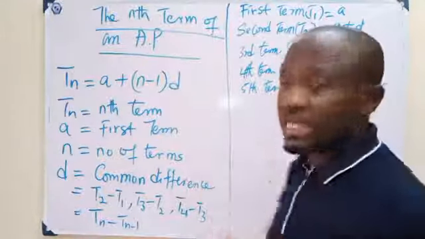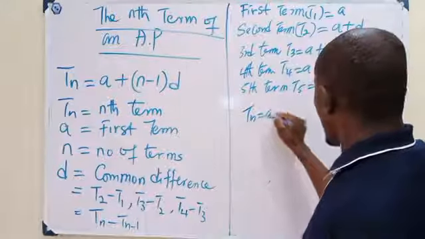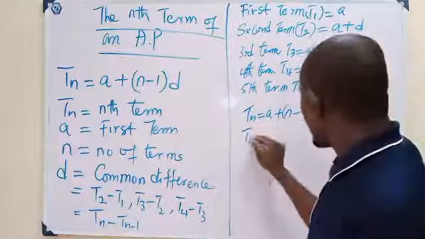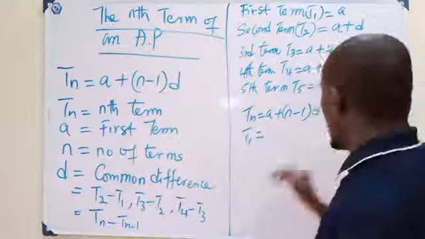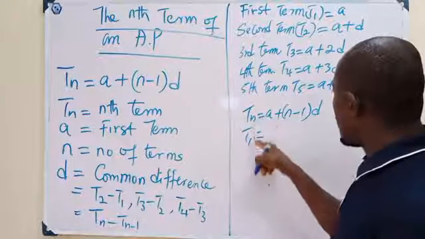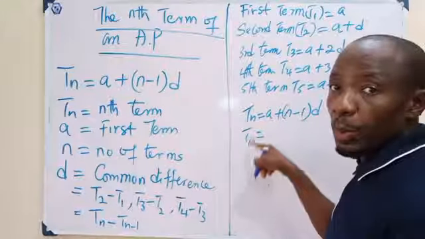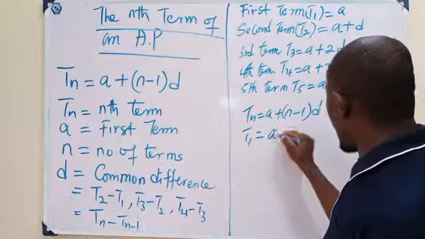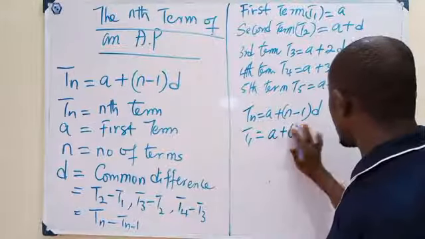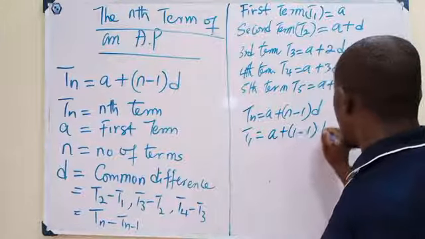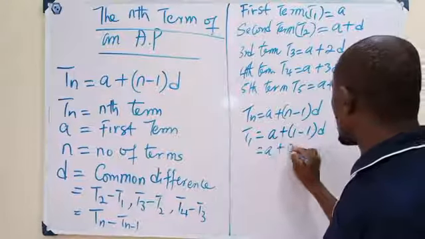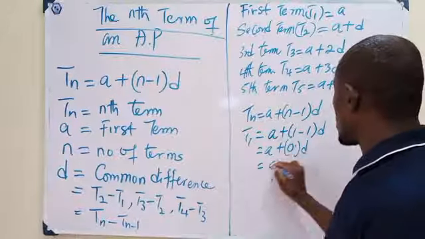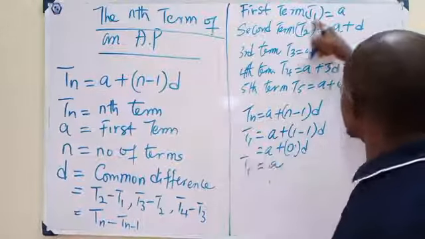We say that the nth term is equal to A plus n minus 1 times D. Now, for T1, the first term, anywhere you see n, put 1. So we have A plus 1 minus 1 times D, which is equal to A plus 0 times D, which is equal to A. You see, that's how we obtain this.